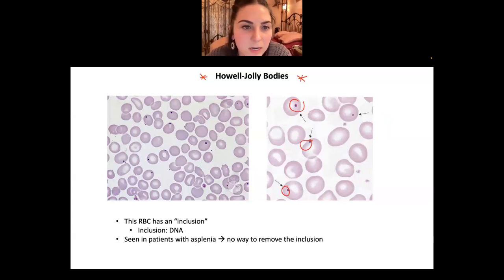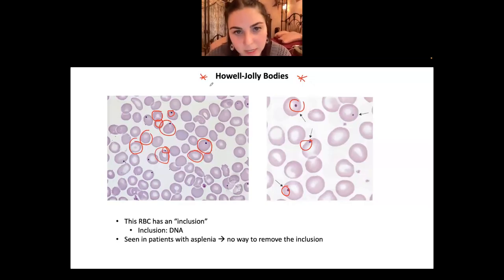And if you notice here, these are target cells, target cell, target cell, target cell. These are all target cells. Some of them have dots, some of them don't have dots. Some of the target cells don't have dots. This one isn't a target, but still has a dot. So these are what Howell-Jolly bodies are. You should know what the inclusion is. What is this dot? It's DNA. So it's basically just DNA.